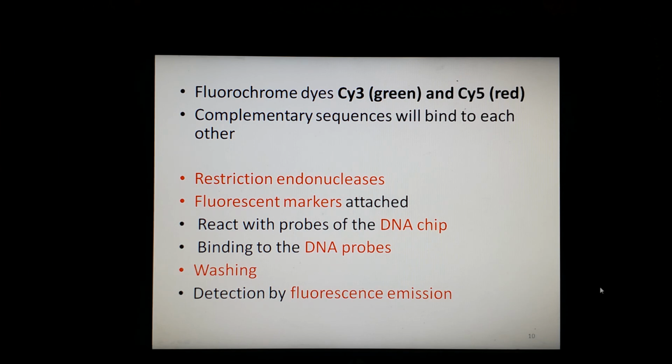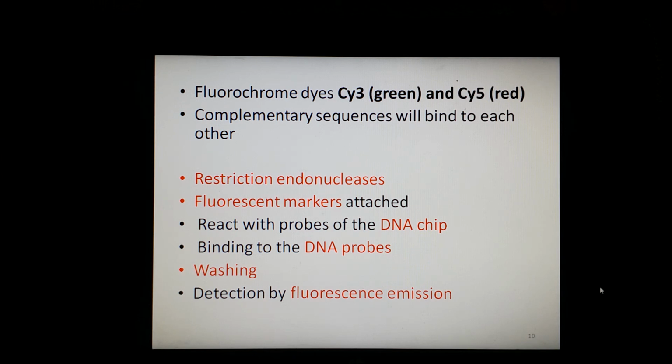Labeling of complementary DNA is done by fluorochrome dyes, that is Cy3, which is green in color, and Cy5, which is basically a red dye. And the principle behind microarray is that complementary sequences will bind to each other. So this is basically the principle of this microarray technique: the complementary sequences will bind to each other.